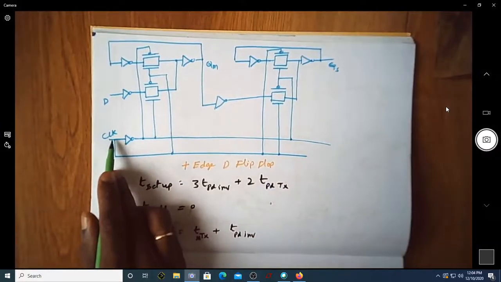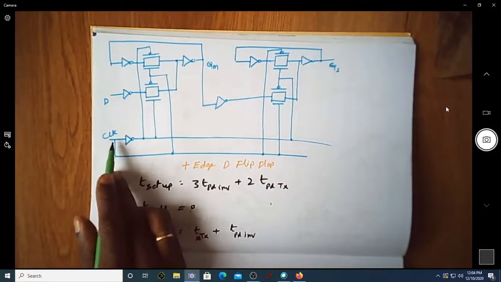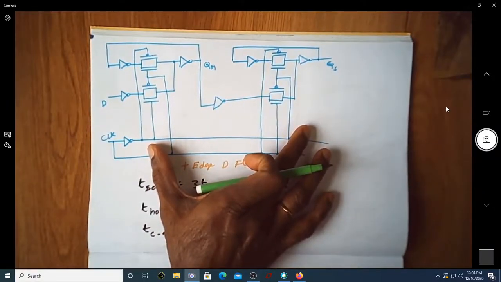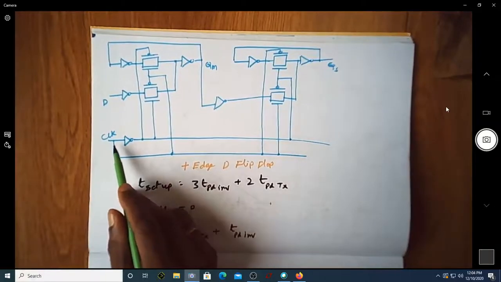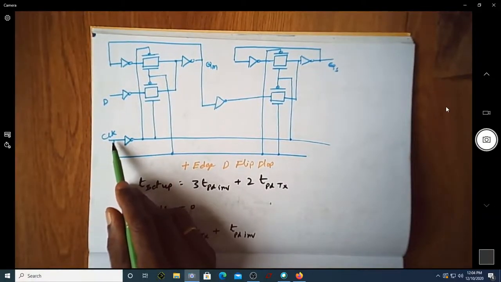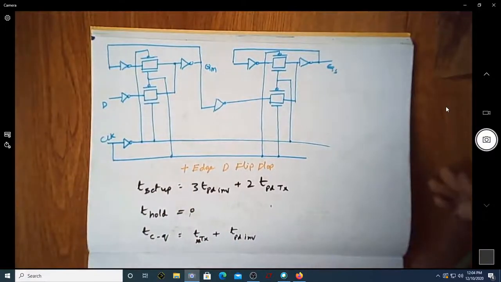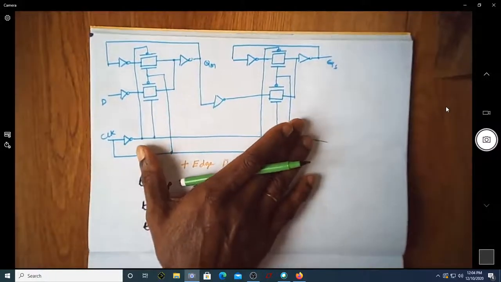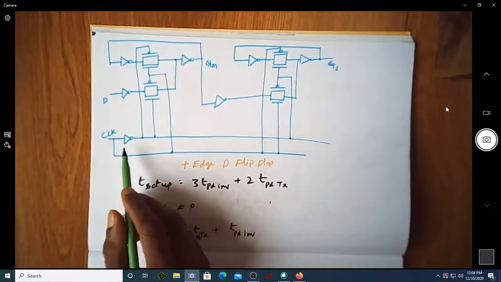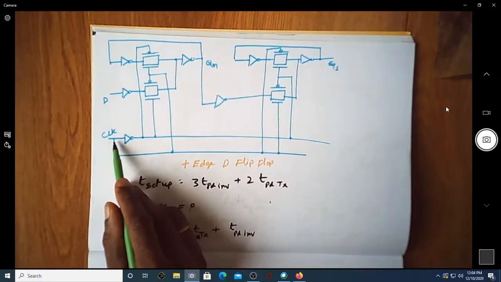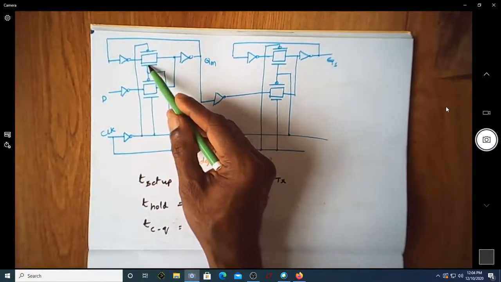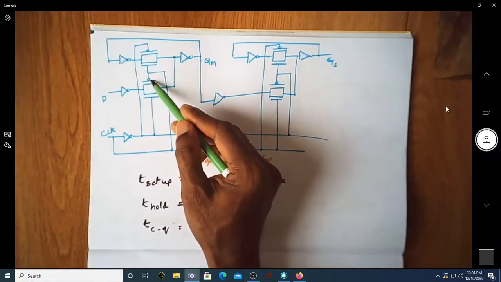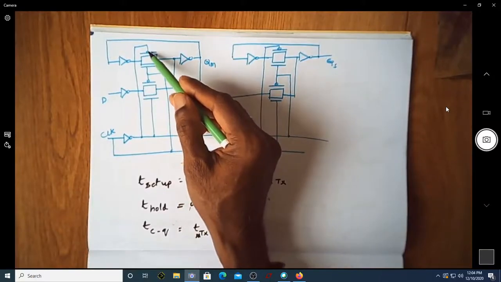If you can see this clock, the clock is actually being used. This is a representation of 1 bit of your memory. If you carefully look at this clock, which will be common for the entire sequential circuit, which may utilize n number of such bits, you can see this clock is now driving one NMOS transistor, one PMOS transistor, and one more NMOS and one more PMOS.